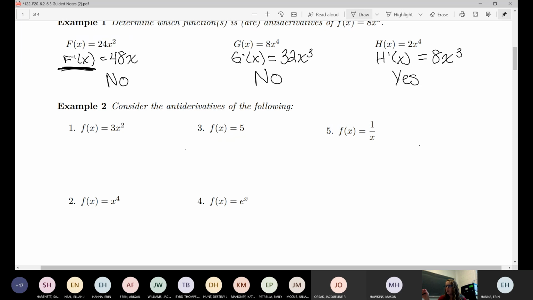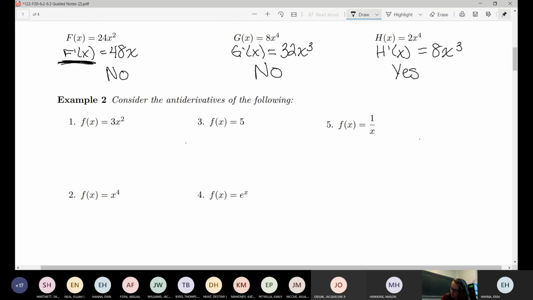So let's consider the following antiderivatives, or let's try to find what the antiderivative would be just by thinking about what we know about derivatives. So I have 3x squared, and I want to know a function such that when I take its derivative, I get 3x squared.